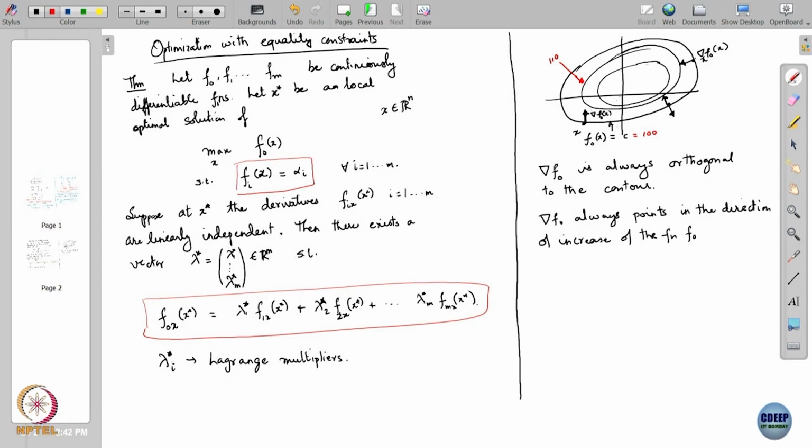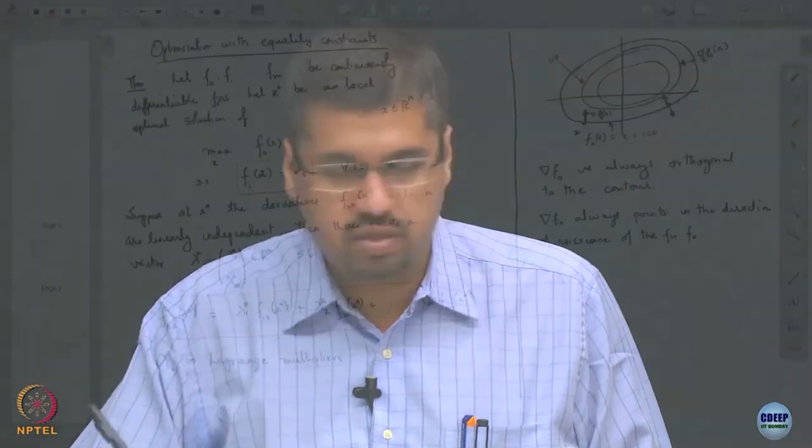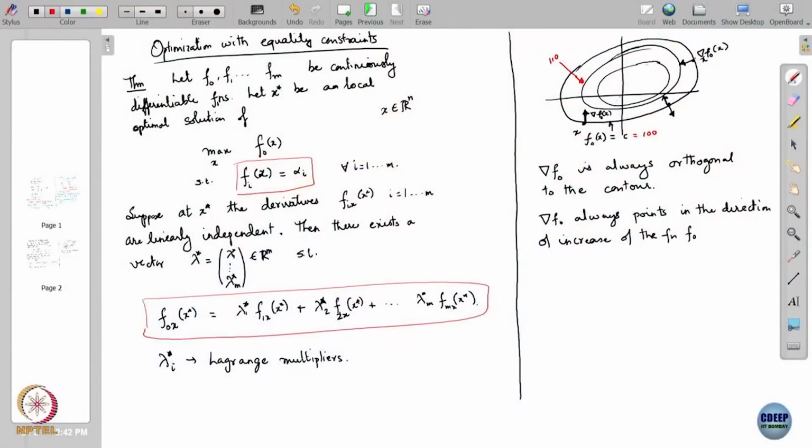So, if this was reversed, if this was not 100, say it was 90, if the function values were decreasing as you went into inner and inner contours, then the gradient would have been pointing outwards, in this direction. Inwards or outwards, it depends on what is happening to the function value. You cannot tell that from just looking at the shape of the contours. So, the gradient is always pointing in the direction of increase of the function f0.